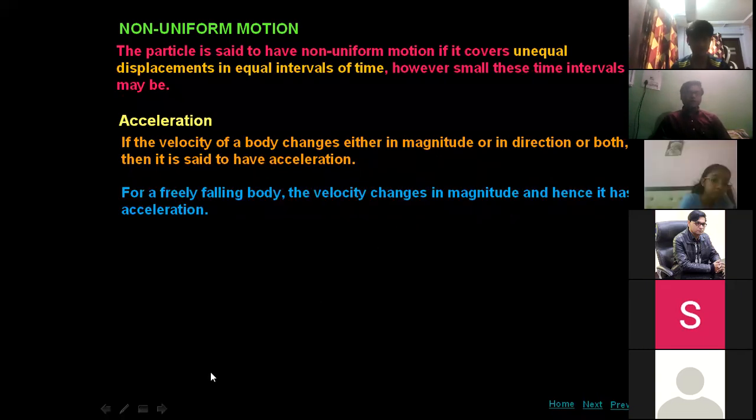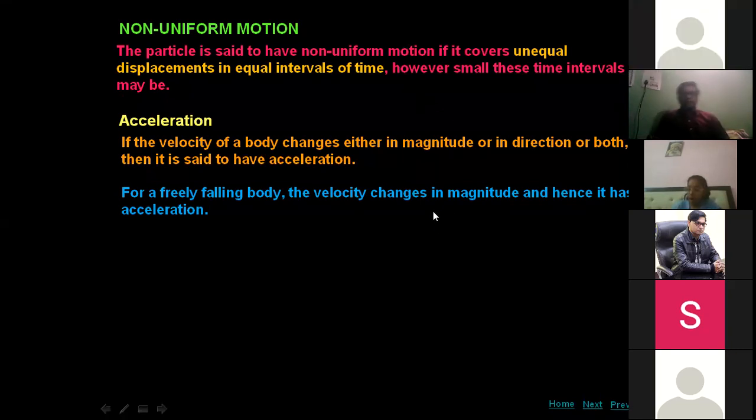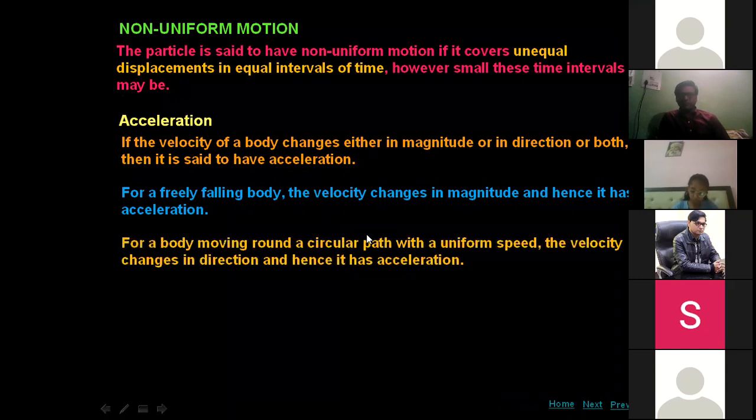Okay. So for a freely falling body, the velocity changes in magnitude and hence it has acceleration. I showed it practically in your class. Do you remember that? With the help of a piece of chalk. So for a body moving round a circular path with a uniform speed, the velocity changes in direction and hence it has acceleration. So the body moving along the circular path also describes accelerated motion.